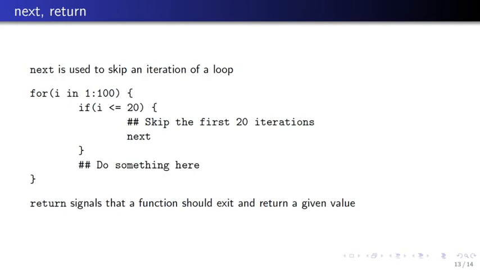So next is a way to skip an iteration in a loop, and of course break is a way to exit the loop entirely. The return function is another function that can be used to exit a loop, and it's primarily used to exit a function. So it'll exit the entire function and return a value that you pass it. We'll talk more about return when we talk about functions, but it's something that can interrupt the flow of a program too.